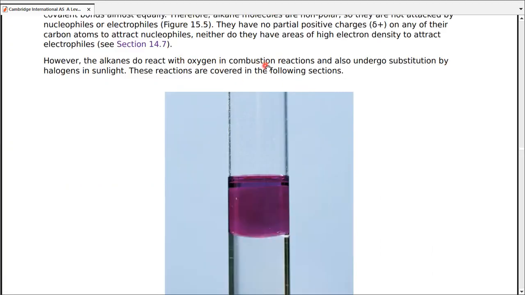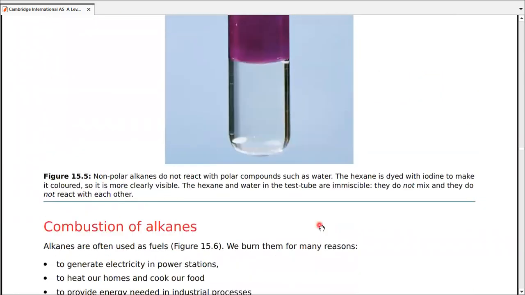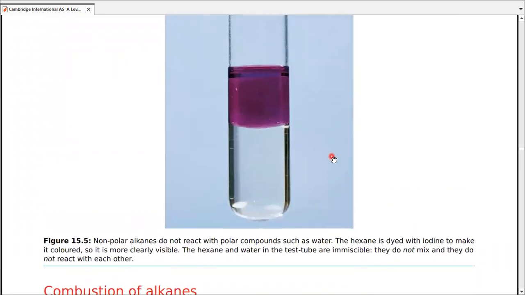Alkanes do react with oxygen in combustion reactions. They also undergo substitution by halogens in sunlight. These reactions are covered in the following sections. So, starting with combustion. In fact, let's go with the diagram first. Nonpolar alkanes do not react with polar compounds such as water.